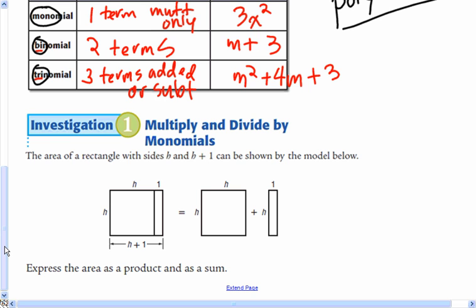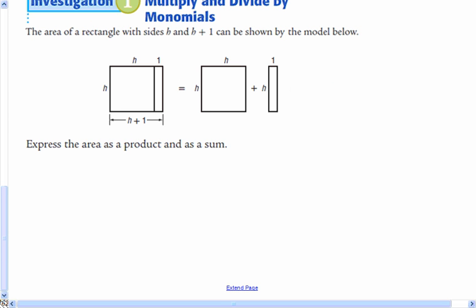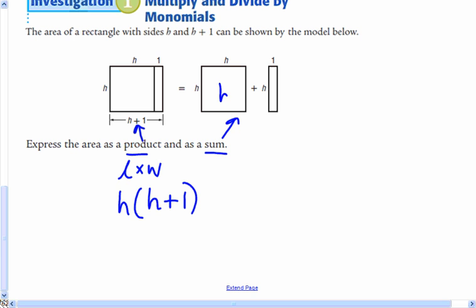All right, so this is review. Express the area as a product and a sum, and we're going to use this idea a lot, so it's a good review. The product is what we get when we do length times width for the area. The sum is what we get when we add the 2 parts together. So this represents the sum, this represents the product. The product would be h times the quantity h plus 1, length times width. The sum would be the two parts added together. h times 1 is h, so h squared plus h. And since they both represent the area, they are equivalent to each other. So we're going to use that idea here.